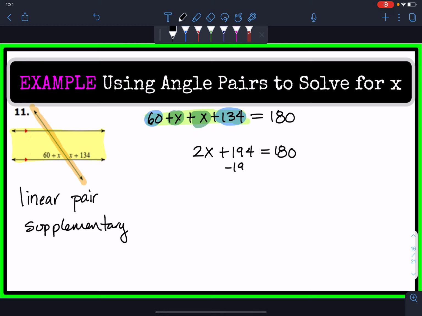So minus 194, we get that 2x is equal to negative 14, and we divide that by 2, so x is equal to negative 7.